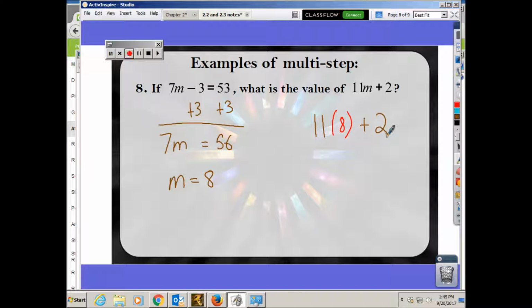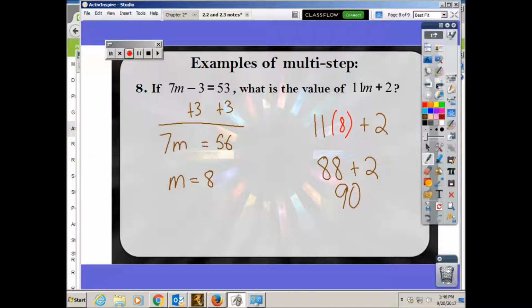Question: is this like f of x now, kind of? But it's m, and you just plug it in? Okay, f of x is just fancy notation and do substitution. So yes, there is a similarity. We're not using m instead of f of x per se, but f of x is just one way to tell you to plug something in. Okay? So 88 plus 2 is what? 90.